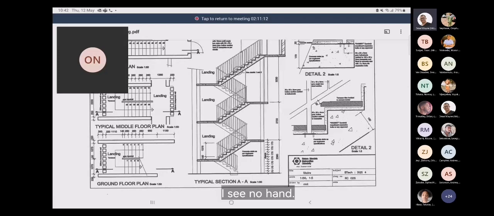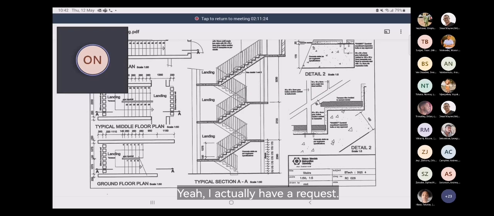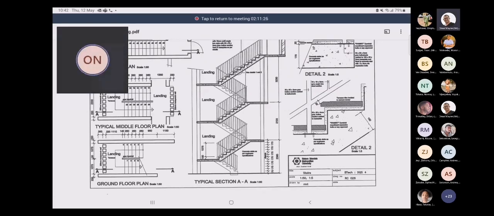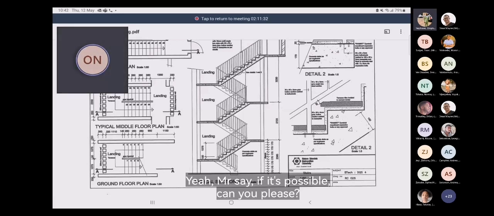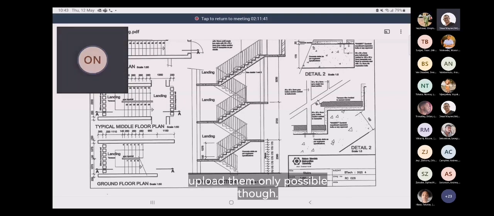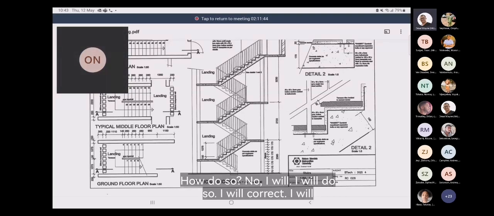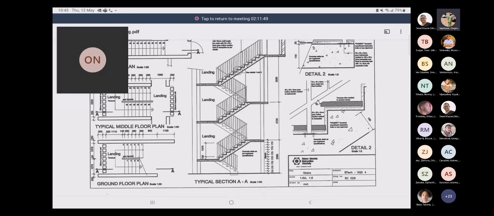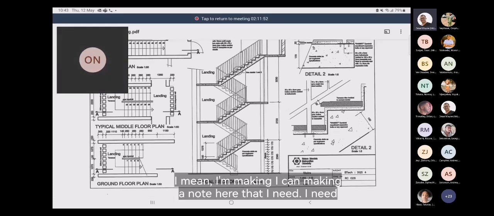I see no hand. Sorry, sir. Yes, sir. Yeah, I actually have a request. I'm listening, Mr. Nipwa. Yeah, sir, if it's possible, can you please try to correct the errors on these memorandums and upload them? Only if possible, though. I'll do so. No, I will do so. I'll correct the errors that do occur over there. Thank you. I'm actually making a note here that I need to do those.